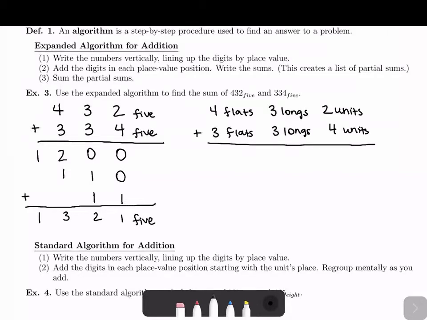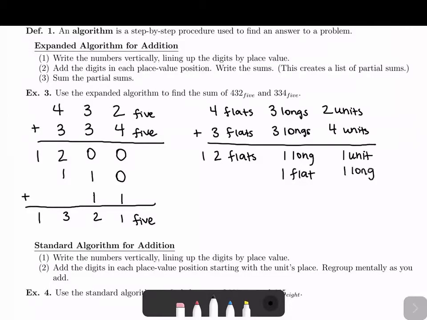Okay, so we can do it this way. If we did it over here using the other way, we would get 7. We would get 2 flats and 1 left over, and then we would get 6 longs, so we would get 1 long and 1 flat. And then over here with the units, we would get 6 units, so we would get 1 unit and 1 long.